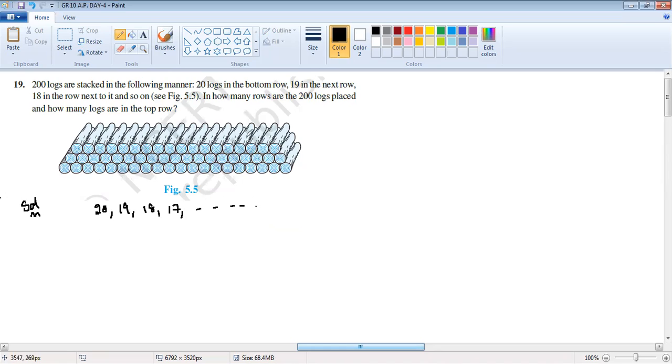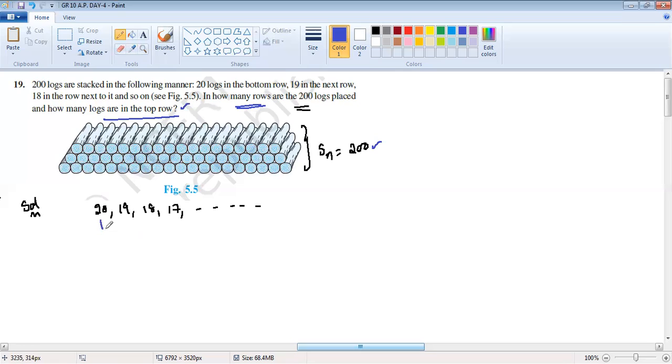It's going on. Now, in how many rows? 200 logs. It means the total sum of these logs, Sn, is equal to 200. So now he is asking to find in how many rows, and also how many logs are in the top row. So these two questions are there. First of all, Sn is equal to 200, we know that, but we don't know how many rows are there. So that is asking us to find the n value.